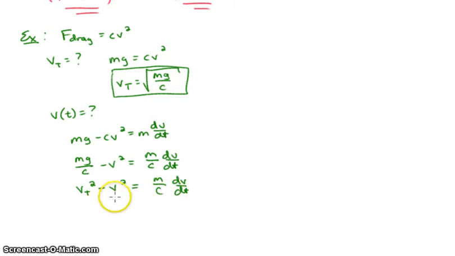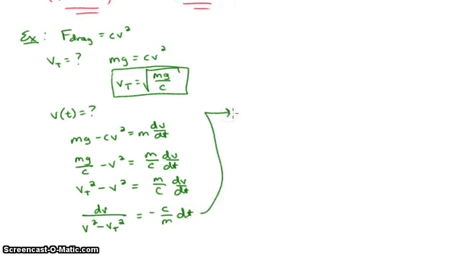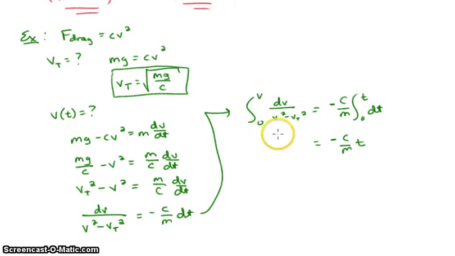Okay, and now I can maybe separate some of these variables. How about if I do it this way? dv over v squared minus vt squared equals minus c over m dt. All right, doesn't look too crazy yet. Now I've got to integrate from 0 to v of dv over v squared minus vt squared, and that's going to be equal to minus c over m times the integral from 0 to t of dt. Well, the right-hand side, that's pretty cool, right? Minus c over m t. Done.